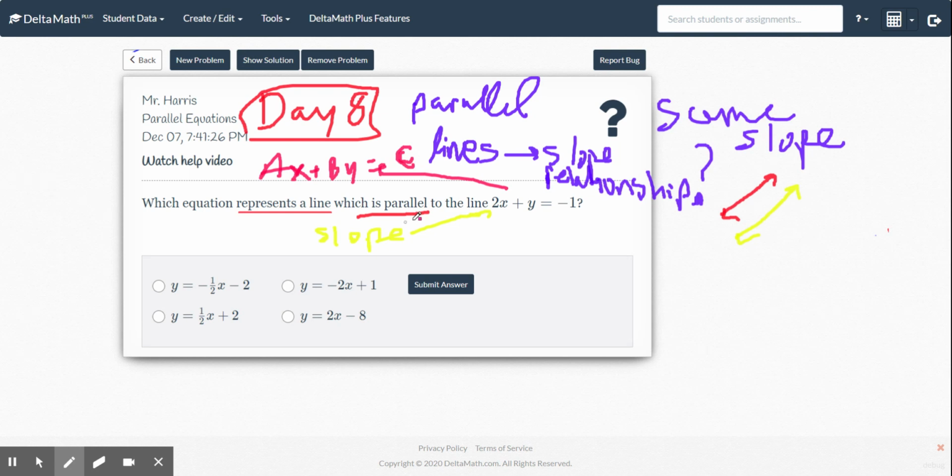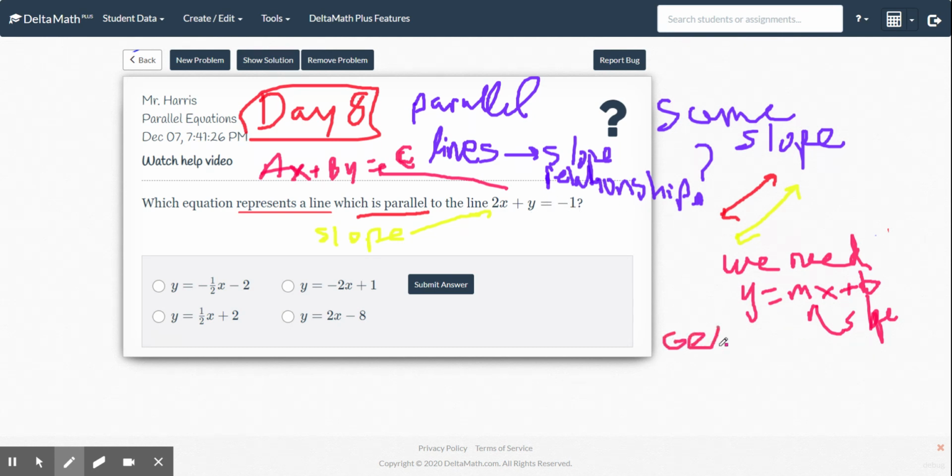We need slope-intercept form. That's going to be a form y equals mx plus b. That's going to be a form that'll tell us the slope. So here's the thing. How do we do that? Well, it looks like this equation is really close to that form. We just need to get y alone.